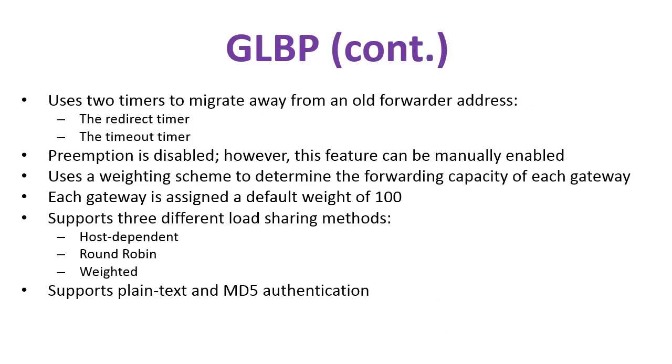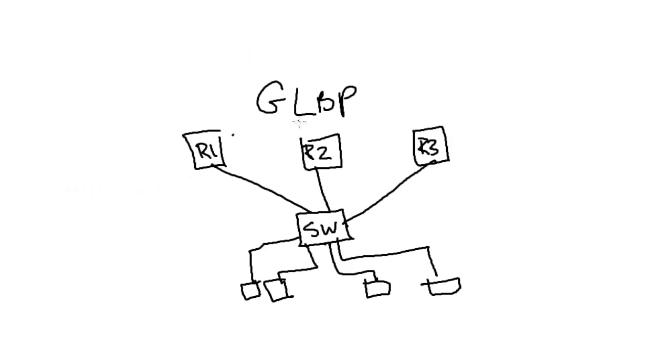GLBP has many other features, but you should really focus on the fact that GLBP does provide load sharing and many different load sharing methods: host dependent, round robin, and weighted. And it does support plain text and or MD5 authentication. But the big advantage, and the question you're most likely to get regarding GLBP, is when would you use it? And you would use it if you would like to load balance between devices.